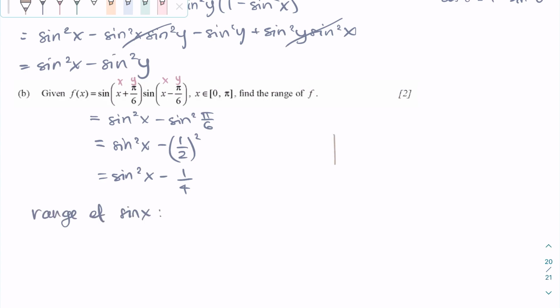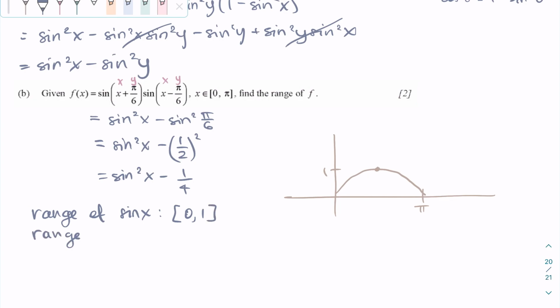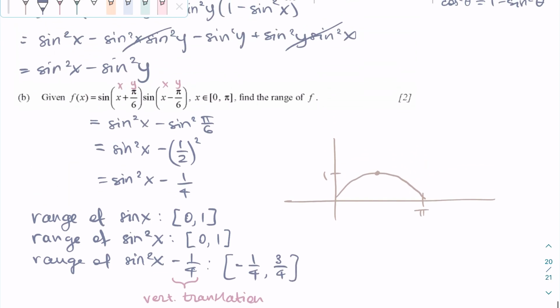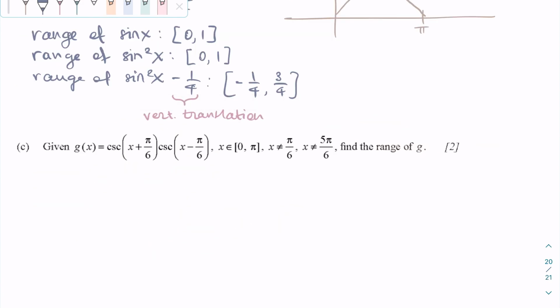To find the range, it might be helpful to sketch the base function, so sine x, and then draw each function transformation. The range of sine x in the given domain is from 0 to 1 inclusive. The range of sine squared x is also from 0 to 1, because we don't have any negative values that will become positive when we square them. Now we can add on the vertical transformation to sine squared x, so that's minus 1/4, and all we have to do is shift the whole function down 1/4 of a unit. So our range would be minus 1/4 to 3/4, since we're just subtracting 1/4 from the minimum and 1/4 from the maximum.